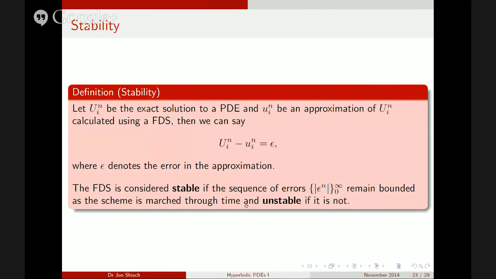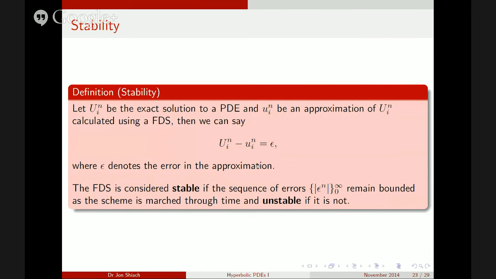For some reason, there are some words missing there. Hopefully they're okay in your notes. The scheme is considered stable if the sequence of errors remains bounded. So these errors can't grow. They're not going to be zero. They are going to be some errors because we're only approximating, but they can't be allowed to grow and amplify. That's the definition of stability.